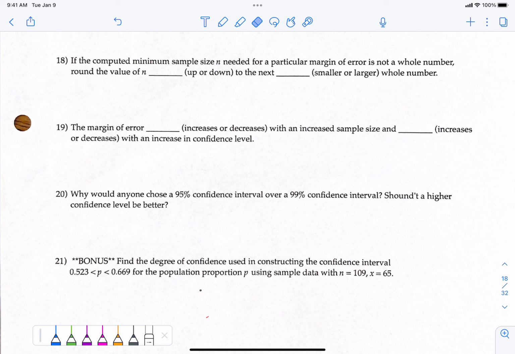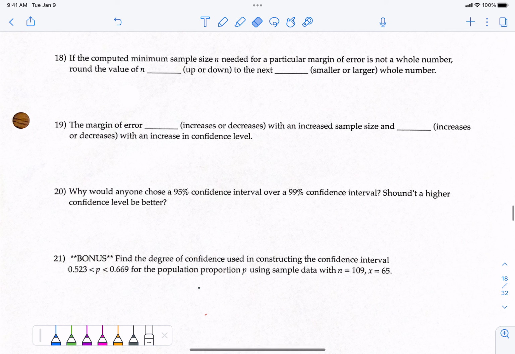Alright, you ready for 18? If the computed minimum sample size needed for a particular margin of error is not a whole number, like when you're solving for n, like we did above, we got 2114.4. Round the value of n up always, no matter whether it rounds down or not, to the next larger whole number. Doesn't matter if it's 0.4 and it should round down, you round it up. Otherwise, you're assuming more confidence than you have.